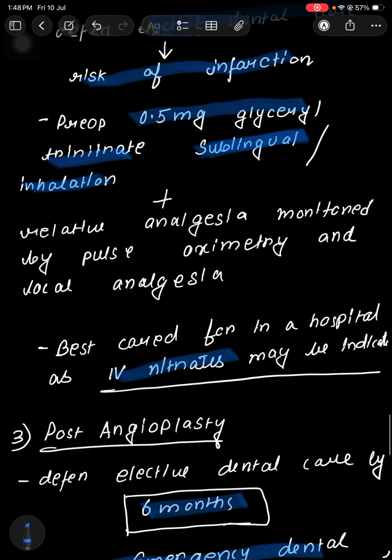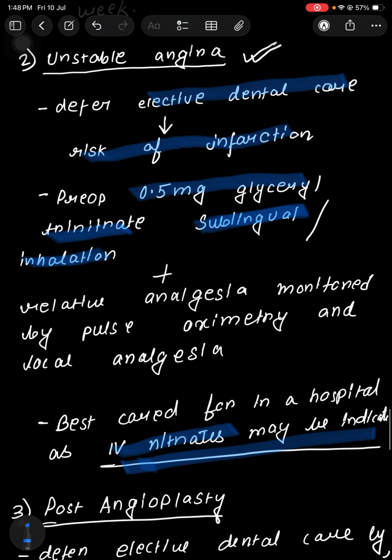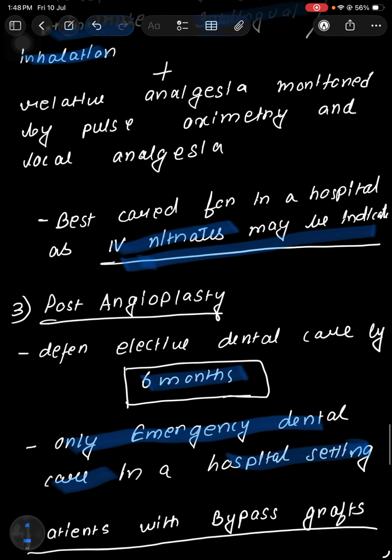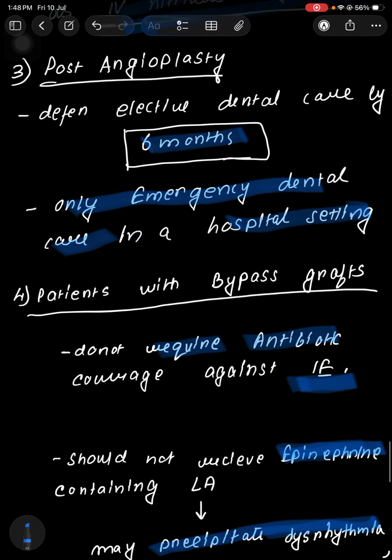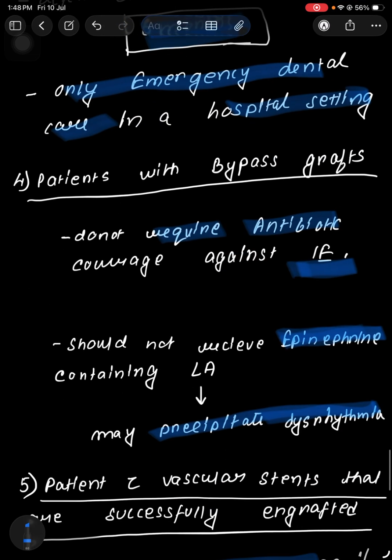These patients are best cared for in a hospital as IV nitrates may be indicated in cases of unstable angina. Why do we have to defer the elective dental care? Because there is a risk of infarction. Now for post-angioplasty cases, defer elective dental care by 6 months, only emergency dental care in a hospital setting.